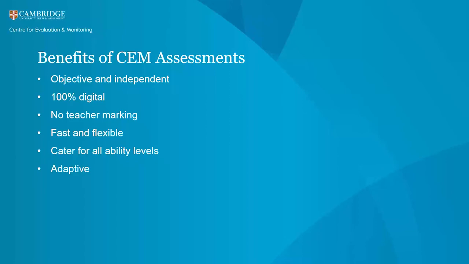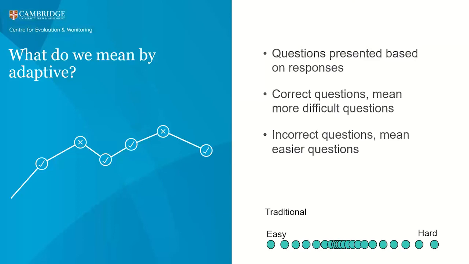Now, it's adaptive as well, and this is something quite unique to Chem. Now, what do I mean by adaptive? Adaptive's something you either know or you don't at this point. And so what do I mean by adaptive in this particular context?